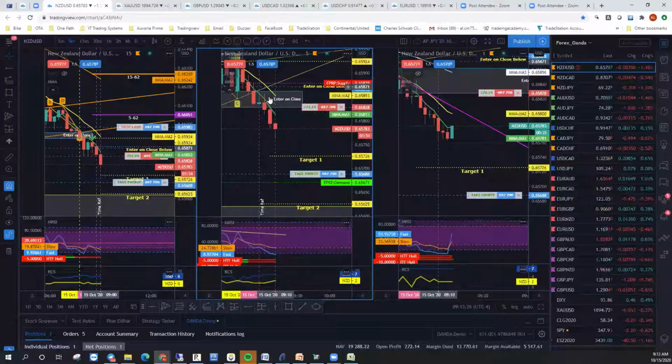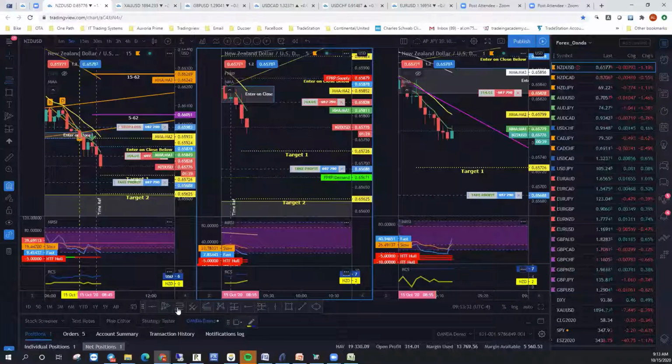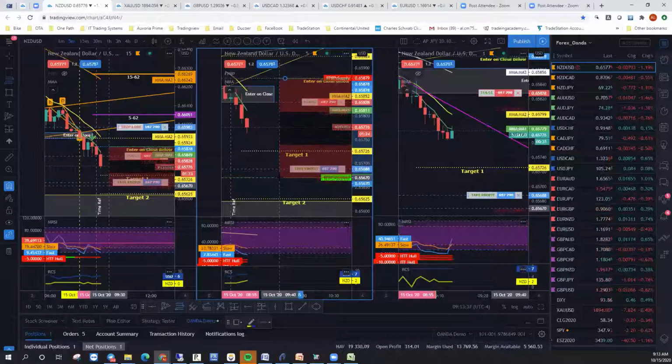This was the top 7. We're in the middle 7 right now. We're looking for the bottom 7. If I draw this out from the fib line to the fib line, right now we're in the middle third.